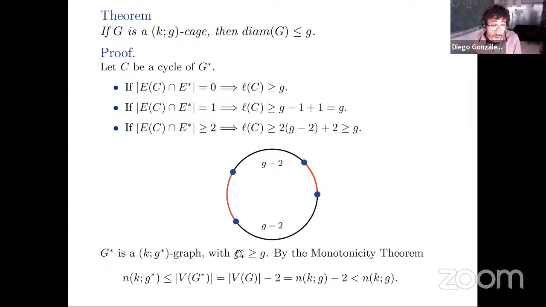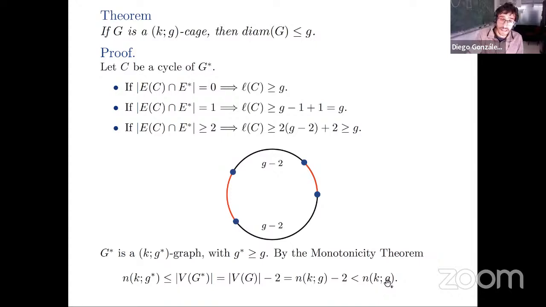The girth is g star. We don't know which is the girth, but we just know that this girth g star is at least g. And by the monotonicity theorem, we know that the order of the graph G star, which is a k-g star graph, is at least the order of a k-g star cage. And this number is equal to the order of G minus 2, because we delete two vertices, U and B. And this is the order of a k-g cage minus 2, which is less than the order of a k-g cage. And this is a contradiction due to the monotonicity theorem.